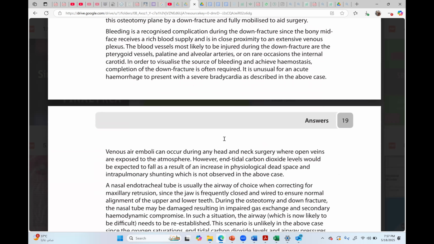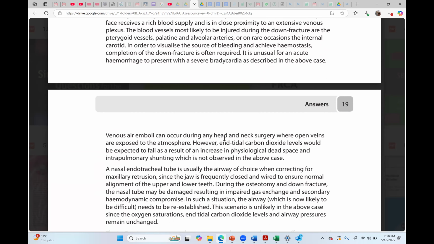However, end-tidal CO2 level would be expected to fall as a result of an increase in physiological dead space and intrapulmonary shunting, which is not observed in this case. By the way, just another food for thought: why is there loss of end-tidal CO2 in venous air embolism? Can Ali, you explain this?